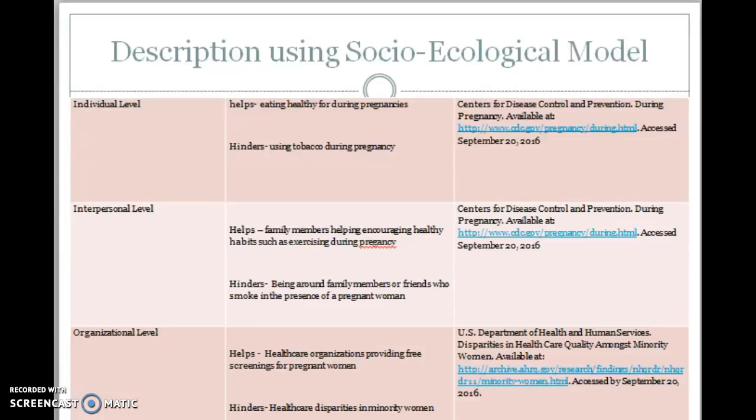On an interpersonal level, family members help in encouraging healthy habits such as exercising during pregnancy, which helps the situation. Being around family members or friends who smoke in the presence of pregnant women hinders the situation. On an organizational level, healthcare organizations providing free screenings for pregnant women help the situation. And healthcare disparities amongst minority women hinder the situation.